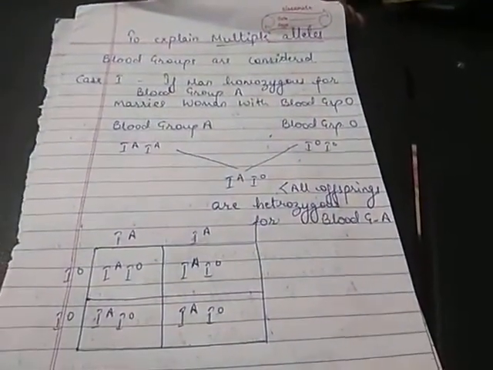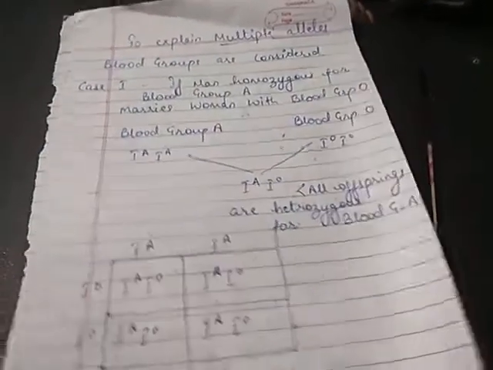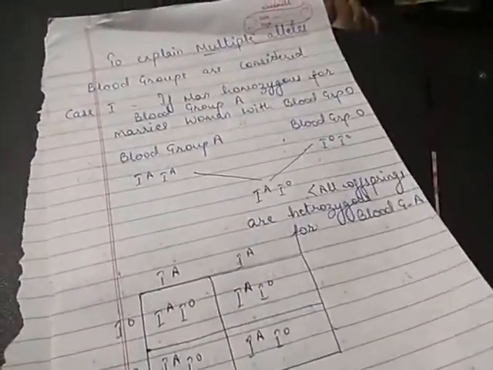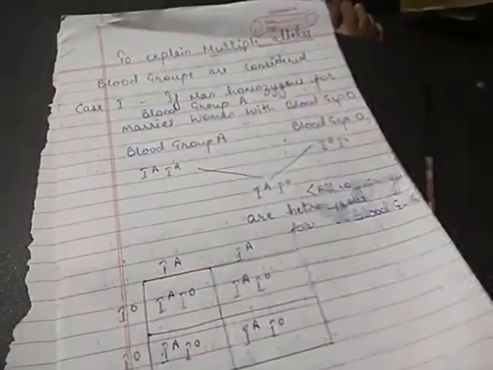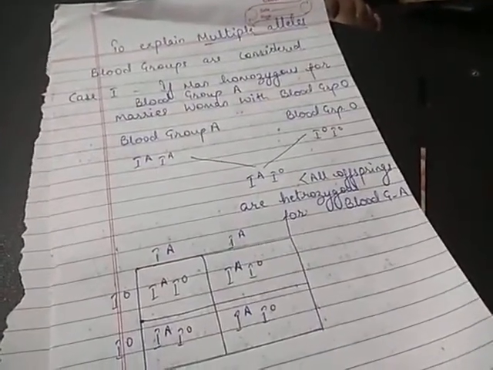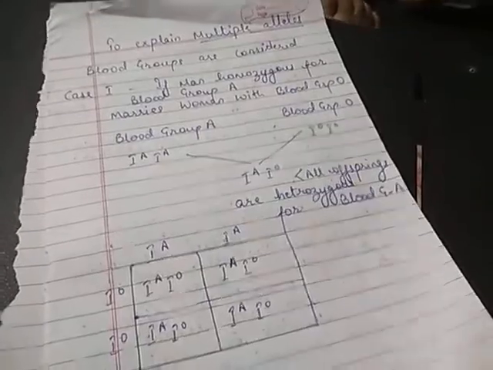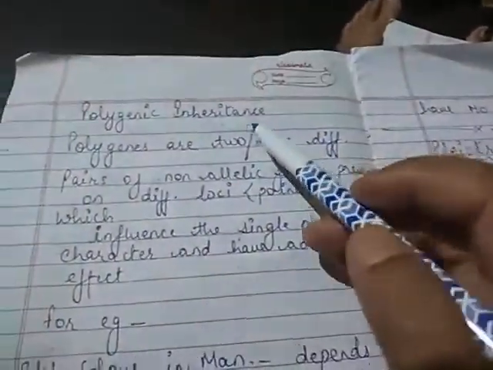I hope you understood. So now we are moving ahead on the next topic. This is how you take out the multiple alleles for the blood groups. Now moving on to the next topic, we have polygenic inheritance.